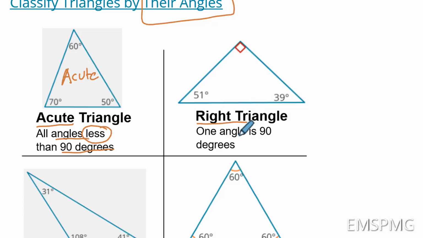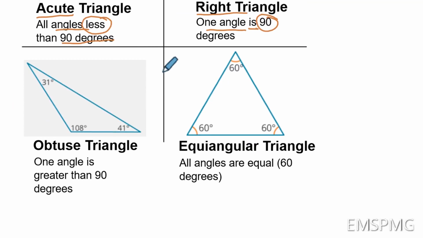Here we got a right triangle. That's when one angle is 90 degrees, perfectly 90 degrees. And if you look up here, we have the little angle indicator, which indicates that this angle is 90 degrees. So this is a right triangle. And let's look down here.